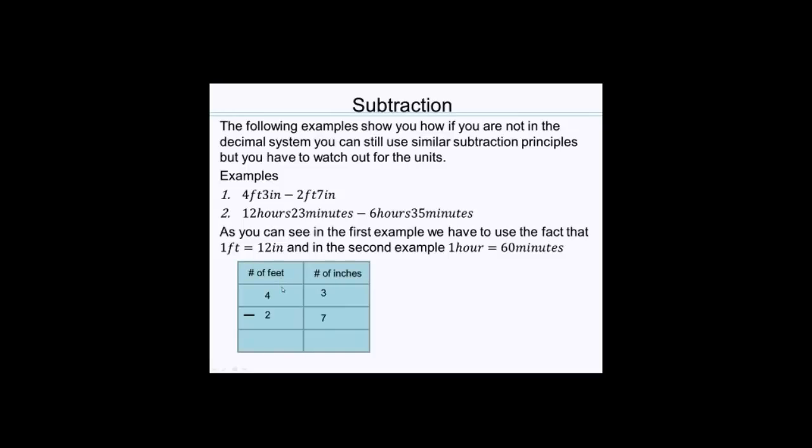So in the feet and inches example, 4 feet and 3 inches, we cannot subtract 7 inches from 3 inches, so we have to borrow one. So we'll make that 3 feet, and when we borrow 1 foot, we have 12 inches, so we end up with 15 inches here. Minus 7 will give you 8, and then 3 minus 2 will give you 1. So our answer will be 1 foot 8 inches.